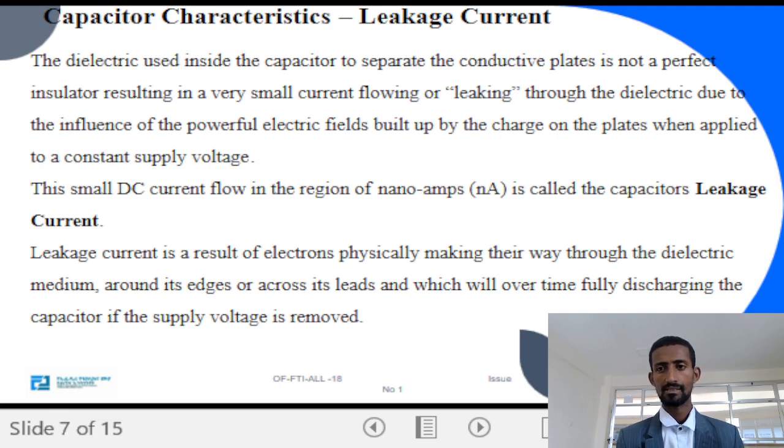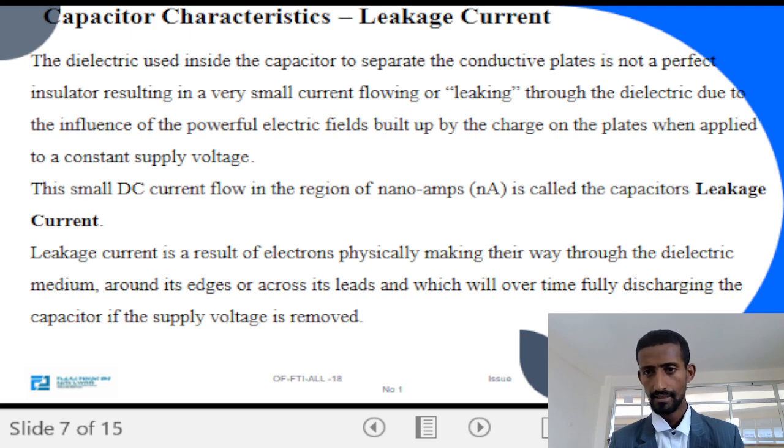The other characteristic is leakage current. What does leakage current mean? As you remember from the previous class, in between the two plates there is a dielectric material. That dielectric material will block the flow of current. But while we are applying a voltage across the two plates, some leakage current may move through the dielectric material.